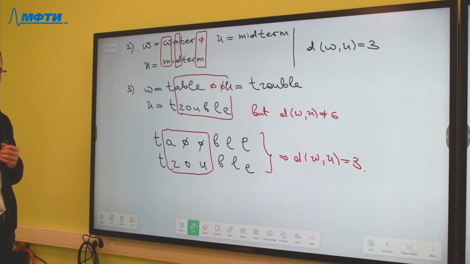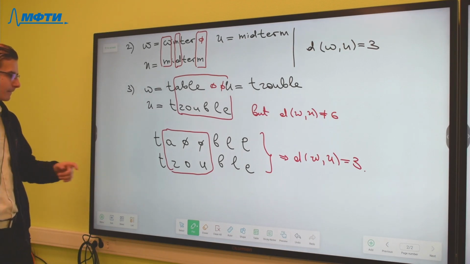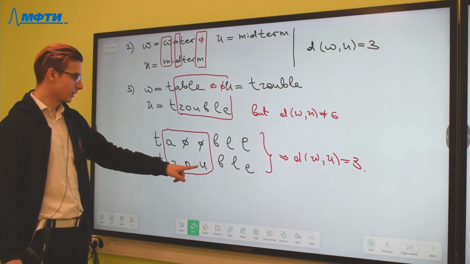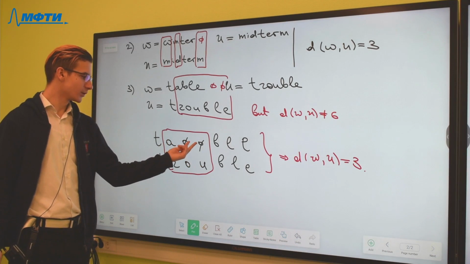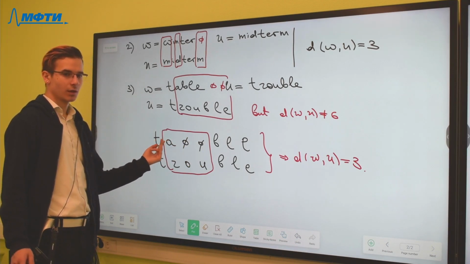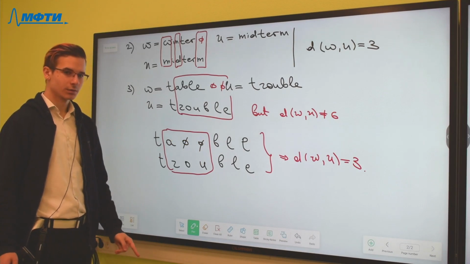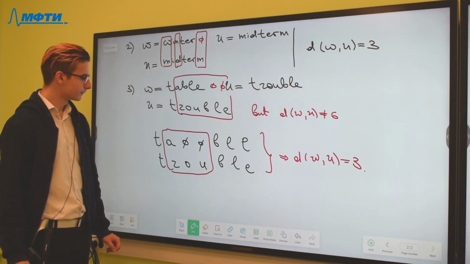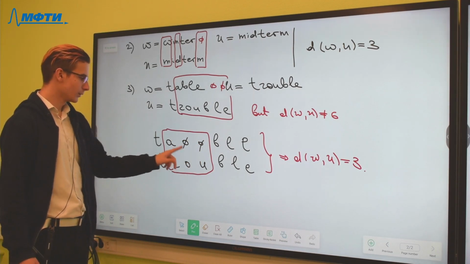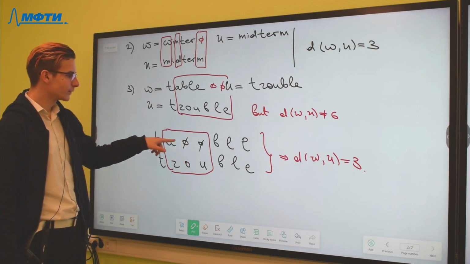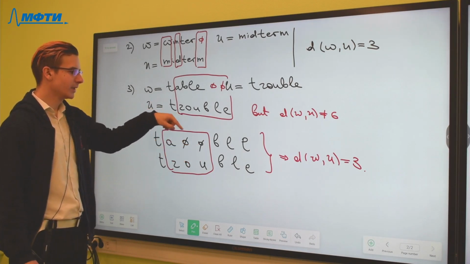I have one question. What if instead of O in trouble, it's A? Instead of O, if we add A, yes, then we can insert these two empty characters before A, and the distance will be equal to 2. If we change U with A, we can insert these empty characters in any place in the word.